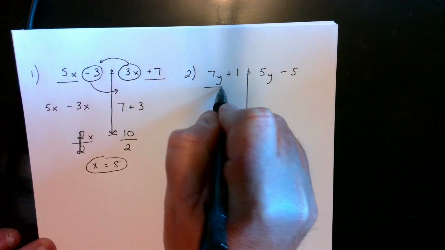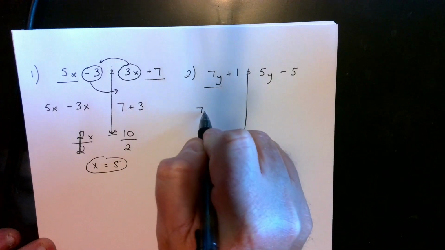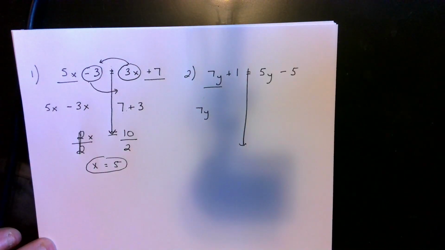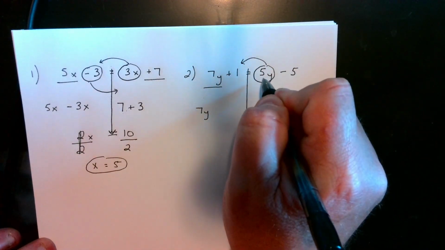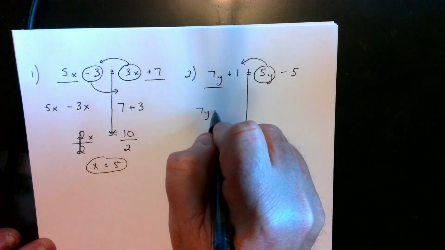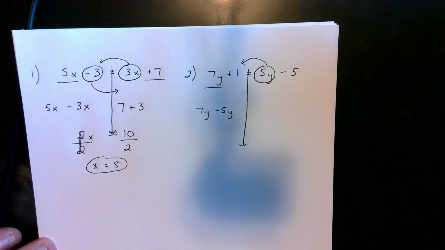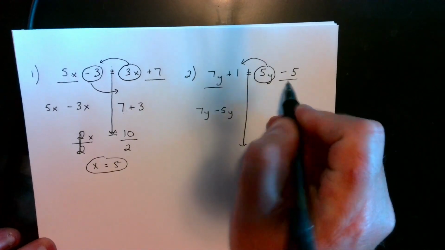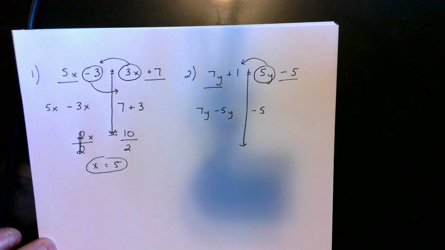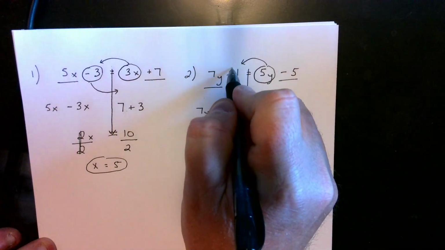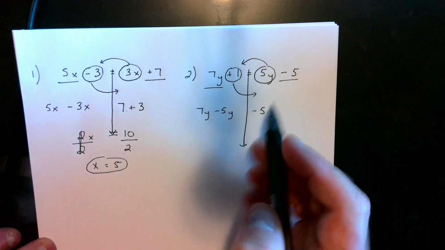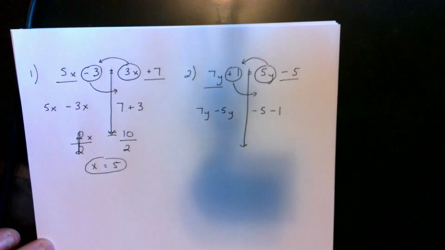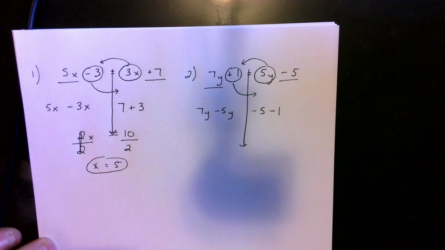So currently over here on the left hand side we have a positive 7y. It's going to stay 7y. Positive 5y on this side needs to come across, and if it's positive over here, when it comes across, it'll become a negative 5y. Let's put everything else on the other side. Currently over here there's a negative 5. It will stay there. On this side we have a positive 1 that's going to come across, and a positive 1 will then change into a negative 1. This allows us to group like terms.